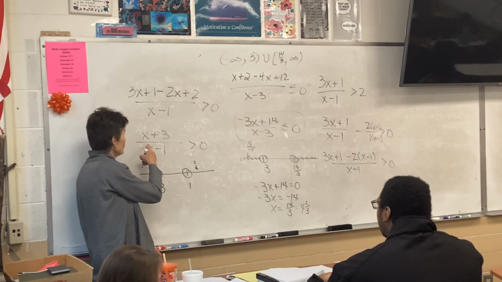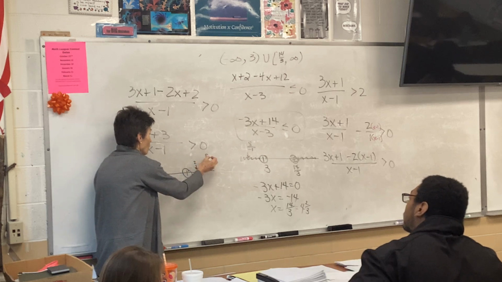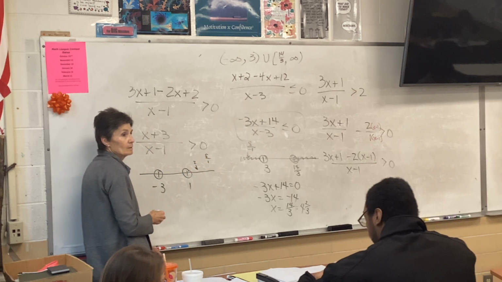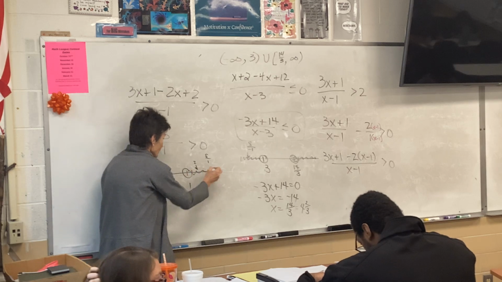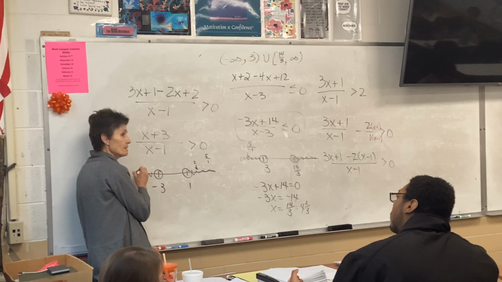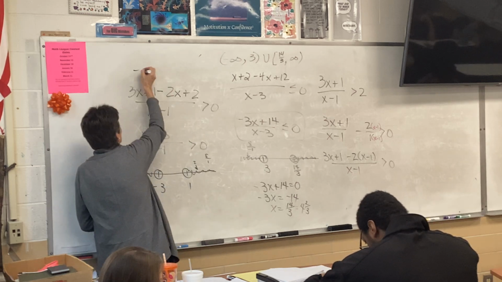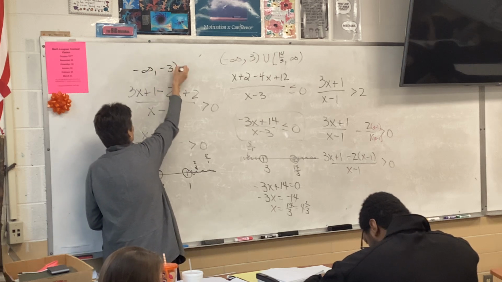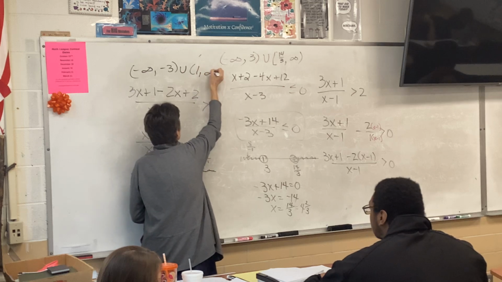So if we put in 2, what do we get? If we put in 2, we get 5 over 1. Is that bigger than 0? So I'm going to shade out there. And then not, and yes. Bless you. So negative infinity to negative 3 in union with 1 to infinity.